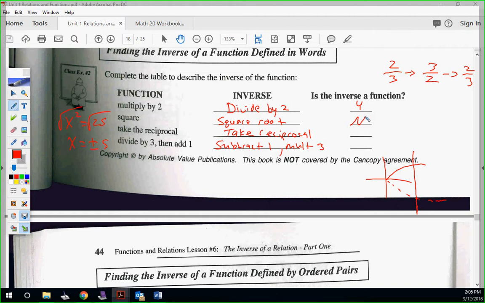Okay, so this one's no. Take the reciprocal. Yep, that's still a function. Even if you have reciprocal function with an asymptote, it's still a function because it still passes the vertical line test. Okay. And then you have your subtract 1, multiply by 3. That one is too. Okay.